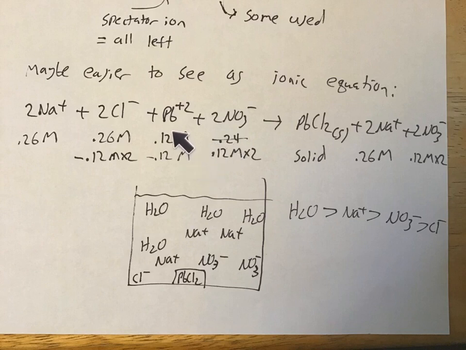Here's the limiting reactant, so I just started with that. It's okay if this part doesn't make sense. But all of that gets used up, which means double that amount of this will get used up because of the coefficient.